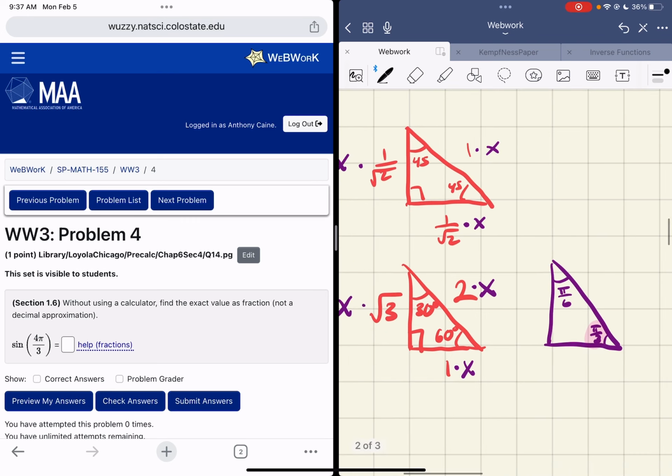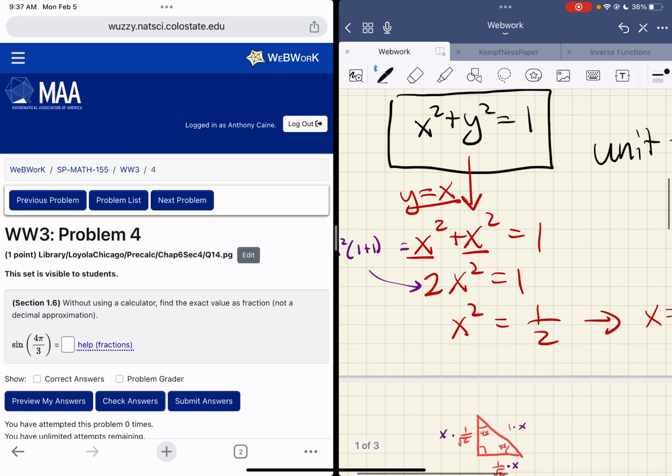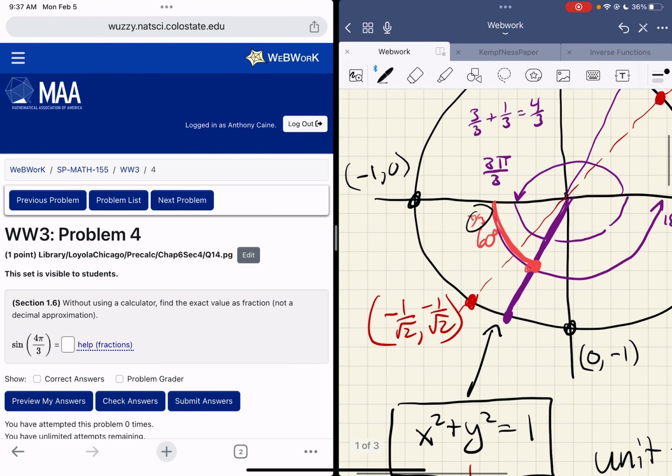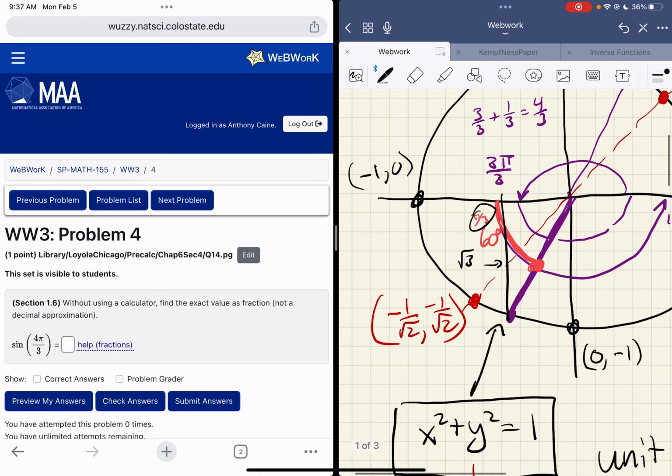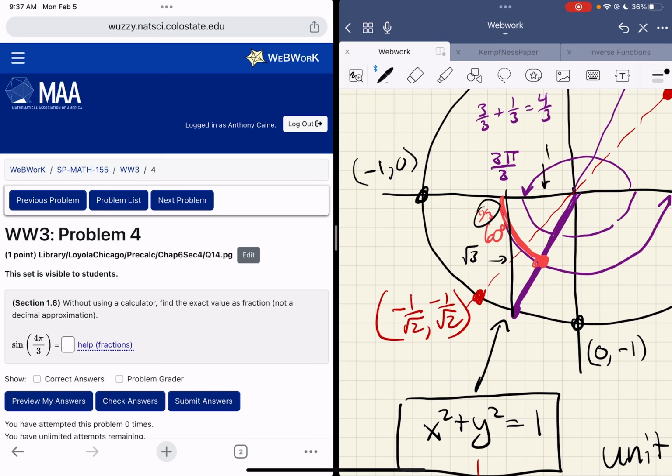Anyway, same triangle, but now it's with radian measure. And this is pi over 2. So pi over 3, that's what we're staring at right here. It's a pi over 3, which means this is the long leg, so it's a root 3, and this is the short leg, which is a 1, and now we have to scale, okay?